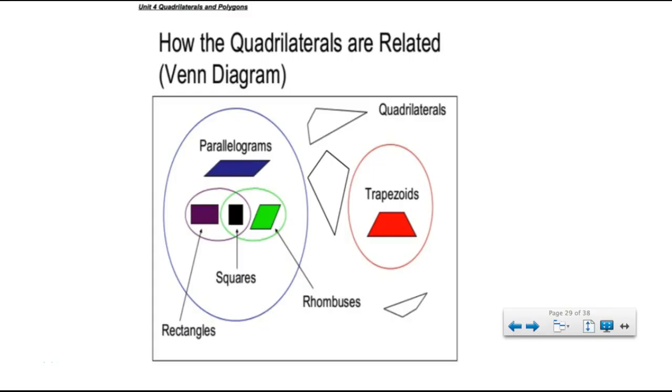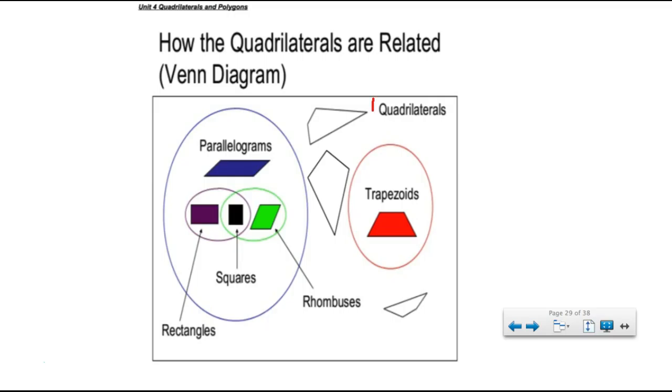Welcome to Chapter 4, and Chapter 4 is on quadrilaterals and polygons. And so what I've done here at the beginning, I'm giving you two ways to organize all the different kinds of quadrilaterals, and you're allowed to use this on your test. So I've got, first of all, a Venn diagram, which shows inclusion. So I'm going to show you how to read this Venn diagram.